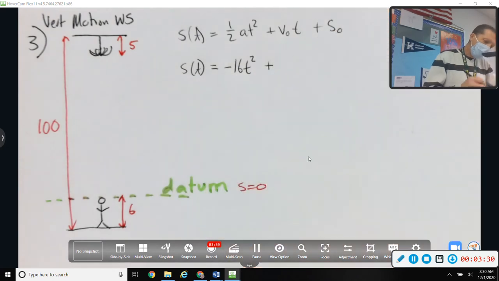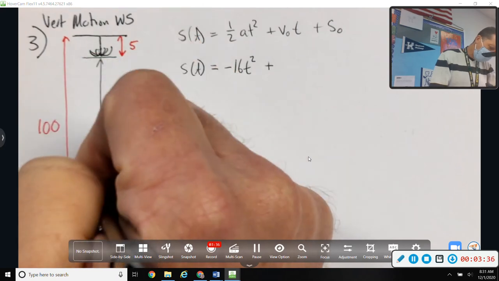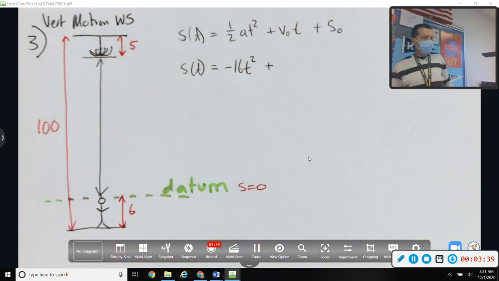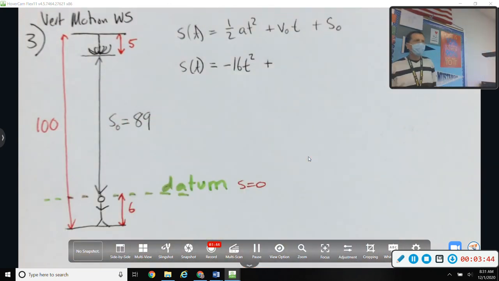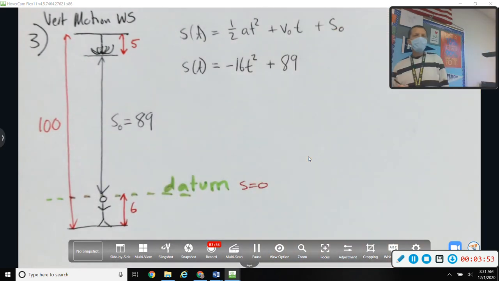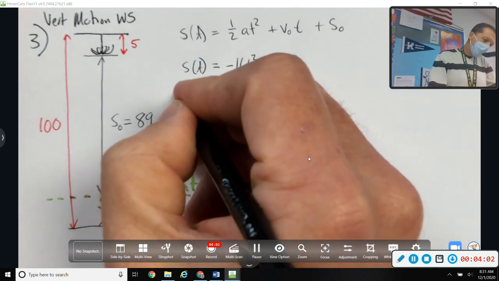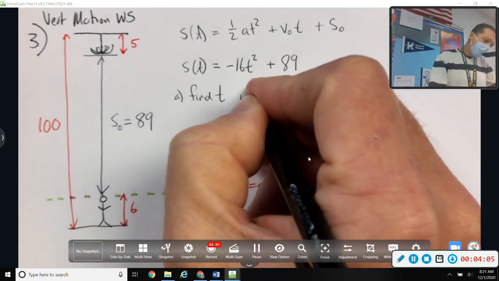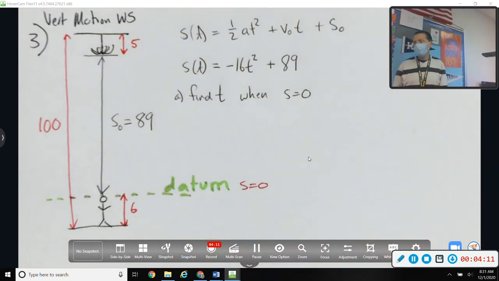And S0, this is where we have to be careful. S0 is how high the chandelier is from your head, and that would be 89. That makes sense. It's got to fall 89 feet to hit your head because it's 5 feet down and you're 6 feet up. All right, what's the question? How long do you have to get out of the way? That means find time when S equals 0. When the chandelier is right on top of your head, how long did that take to happen?